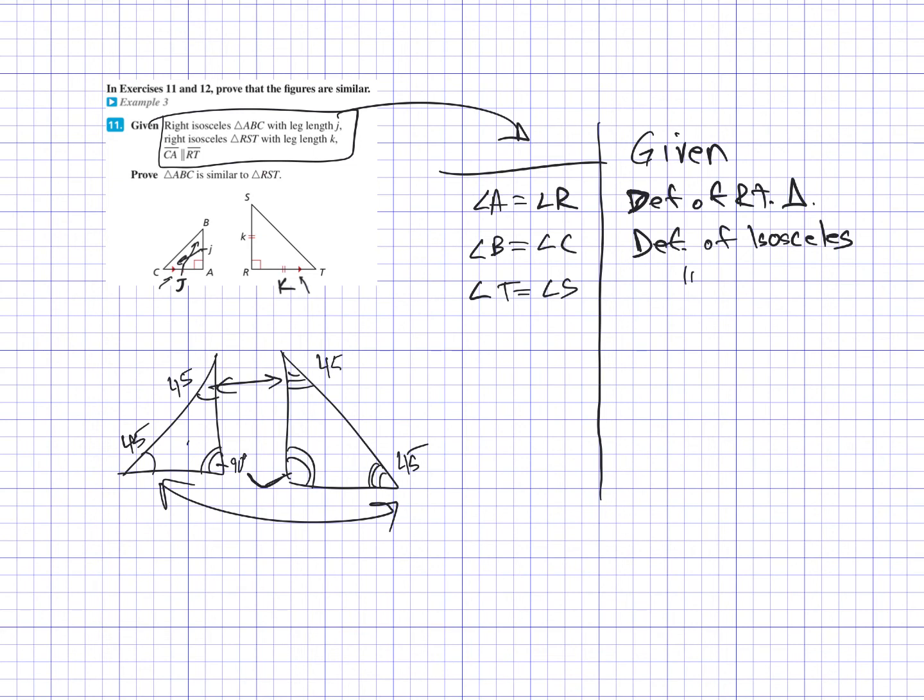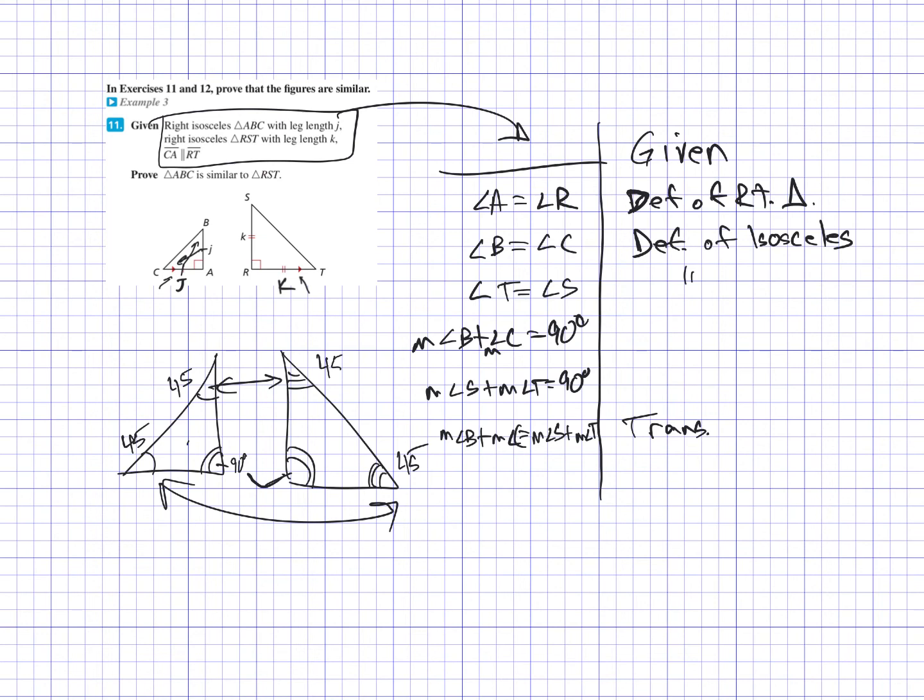All right, so you can say that angle B plus angle C equals 90 degrees, the measure of these. And the measure of angle S plus the measure of angle T equals 90 degrees. So by the transitive property, you have the measure of angle B plus the measure of angle C equal to the measure of angle S plus the measure of angle T. That's the transitive property.